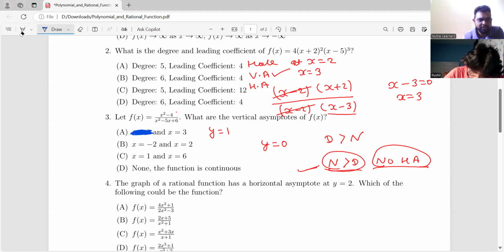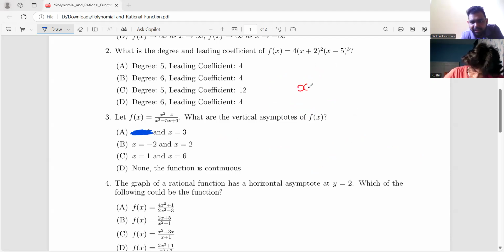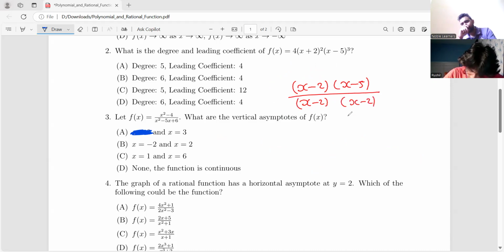Okay, shall we go to the next one? Before going to the next question, let me ask one question very quickly. Suppose you are getting something like this: x minus 2, x minus 5, x minus 2, and then again x minus 2. Then what do you think? Do we have a hole over here?